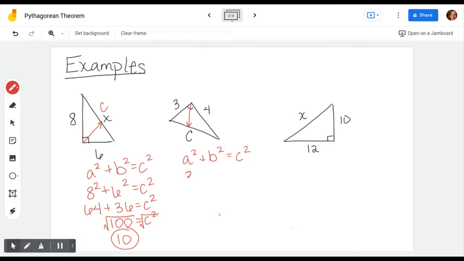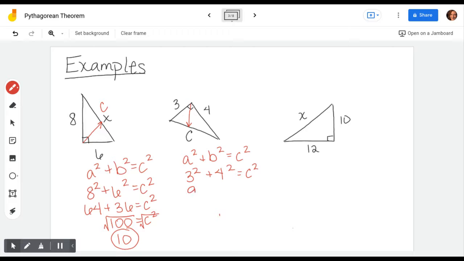I'm going to do 3 squared plus 4 squared equals C squared. And the reason why the A and the B are interchangeable is that addition is commutative, right? So after I do my exponents, that's going to be a 9 and a 16. 9 plus 16 is the same as 16 plus 9. That's why it doesn't matter which one's which.